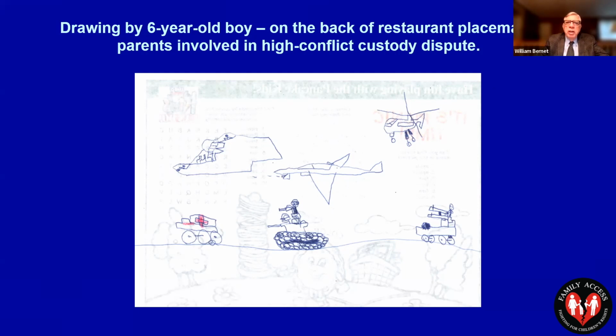And on the way, they stopped at a restaurant and had breakfast. I think that this was at a pancake pantry. And the boy turned over the placemat, and while they were waiting for breakfast, he draws this picture. And then they bring it in and they give it to me when he comes for his appointment. And this is obviously a battle scene.